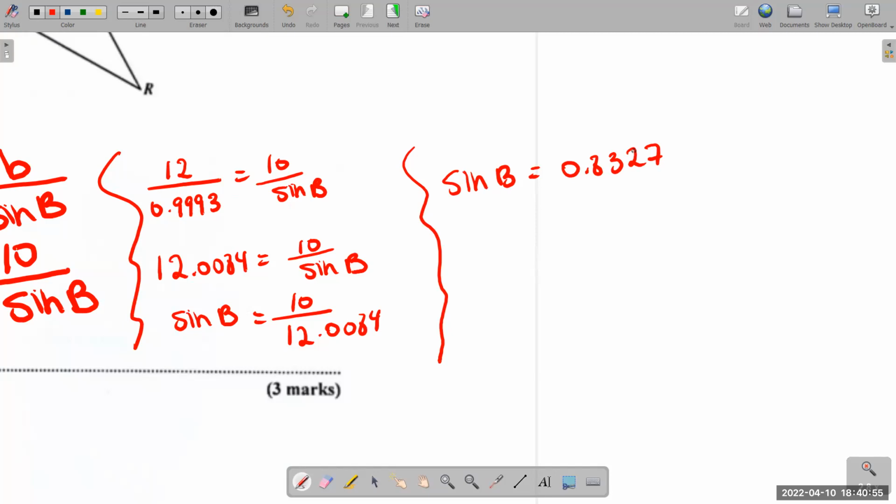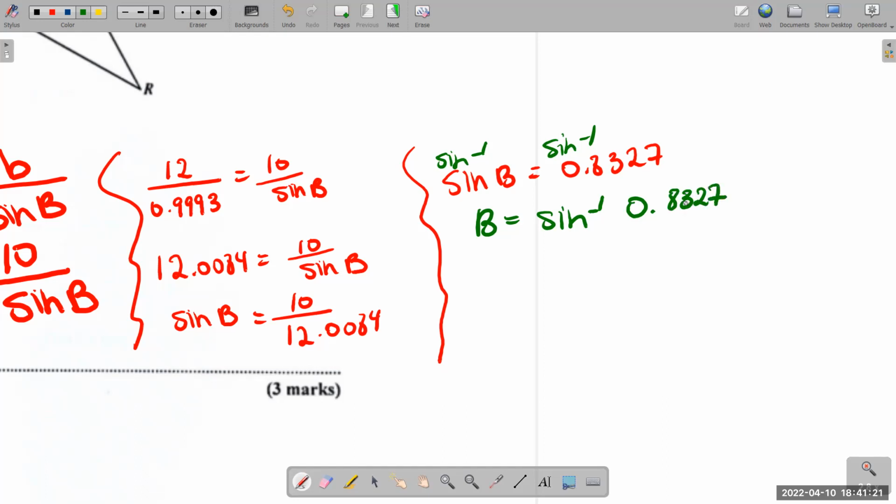So let's go. From here, what do we do next? Did they ask us for sine B? No, they did not. They asked us for B. So to get rid of the sine, we do sine inverse to both sides. So B is equal to sine inverse. Calculator people, get to work.